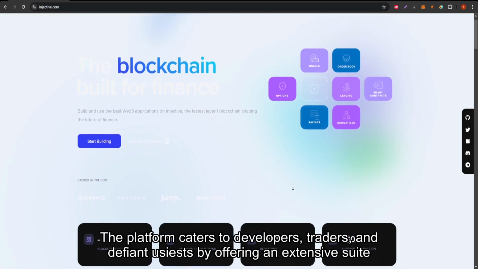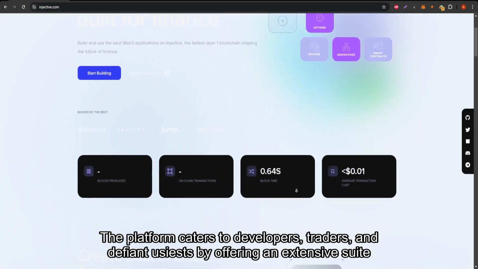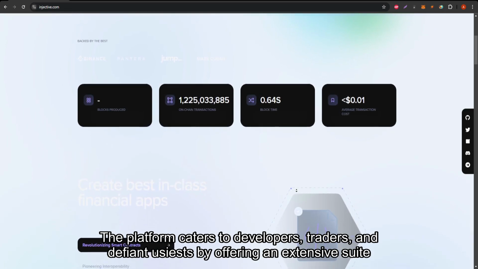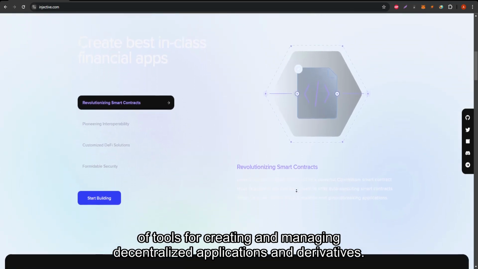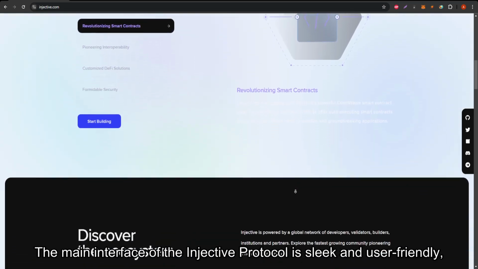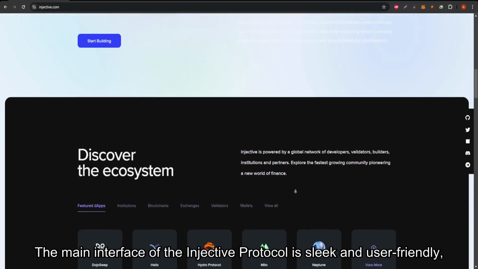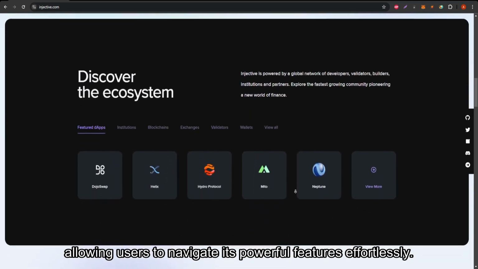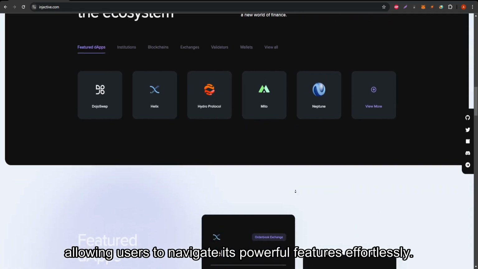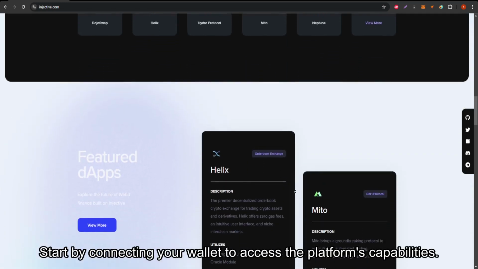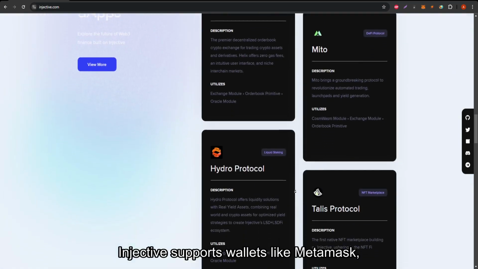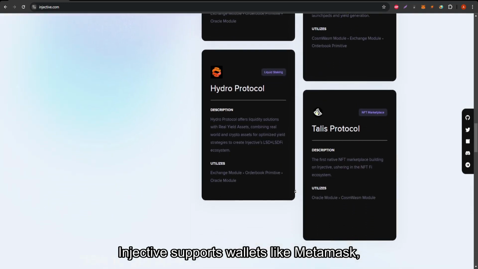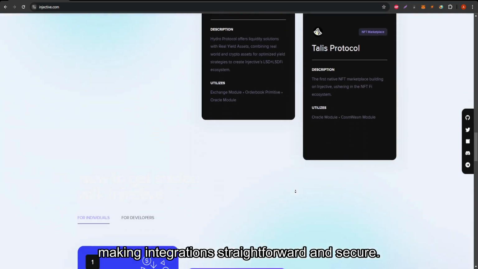The platform caters to developers, traders, and DeFi enthusiasts by offering an extensive suite of tools for creating and managing decentralized applications and derivatives. The main interface of the Injective Protocol is sleek and user-friendly, allowing users to navigate its powerful features effortlessly. Start by connecting your wallet to access the platform's capabilities. Injective supports wallets like MetaMask, making integration straightforward and secure.